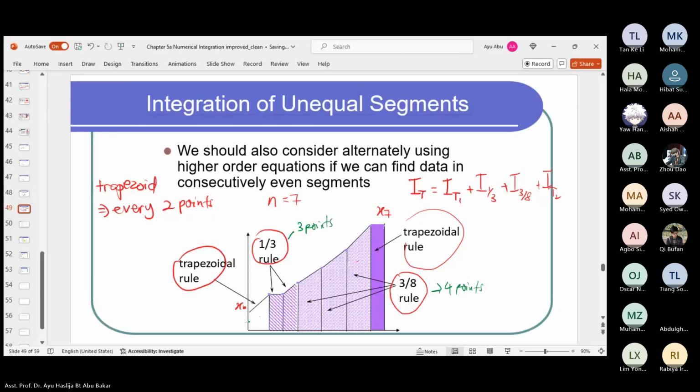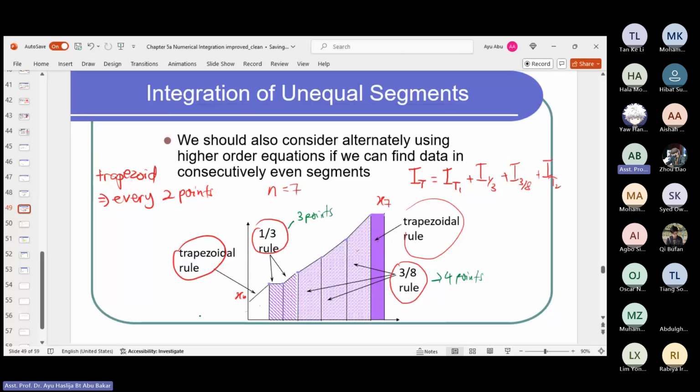Now let's focus on the green ink. Let's say this 1, 2, 3, this one is 1/3. Another 1/3. Then 1, 2, 3, 4. The last part you want to use 3/8. It works as well, as long as you can integrate the whole segments.